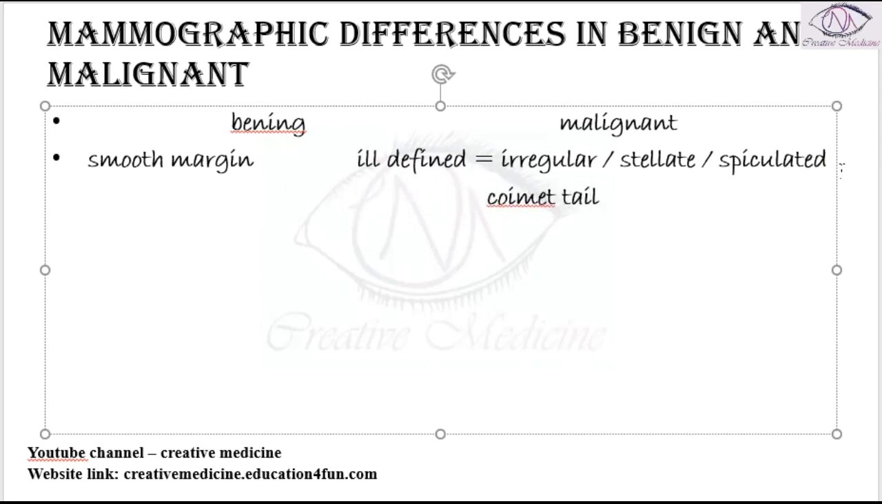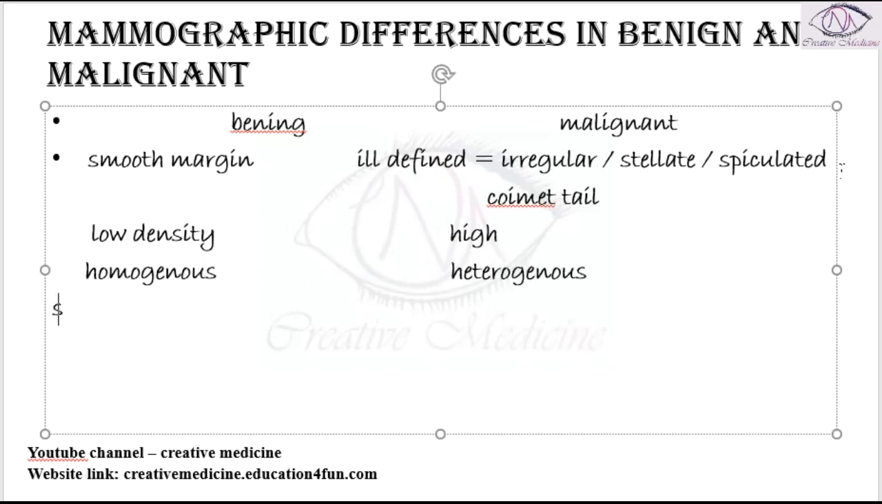It is seen in malignant tumor, whereas in benign tumor it is of low density, whereas malignant tumor is of high density. In benign tumor it is a homogeneous lesion, whereas malignant tumor is a heterogeneous lesion. Benign tumor shows a thin halo, whereas in malignant tumor, a wide halo is seen.